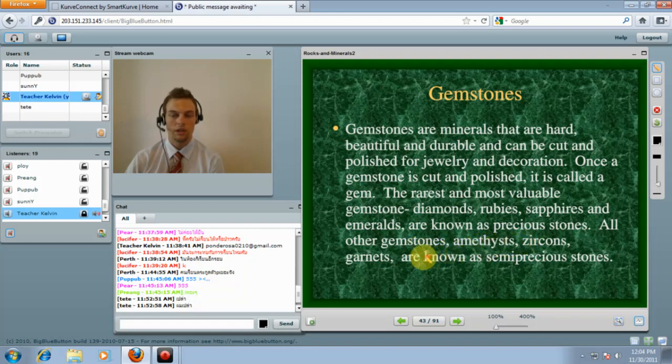Gemstones like amethysts and zircons are known as semi-precious. You can buy a rock of amethyst for maybe 10 US dollars or 300 baht. You could buy a bunch of amethyst for that. So these aren't what you want. What you want are the diamonds. So if someone's like, I'll trade you some diamonds for your amethyst, definitely do it. These are worth way more, and that's because they're harder and they're rarer, and they're precious stones.